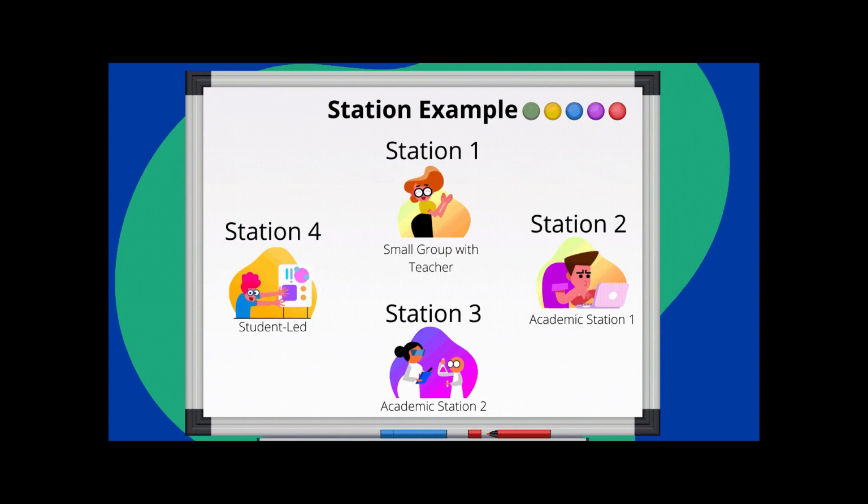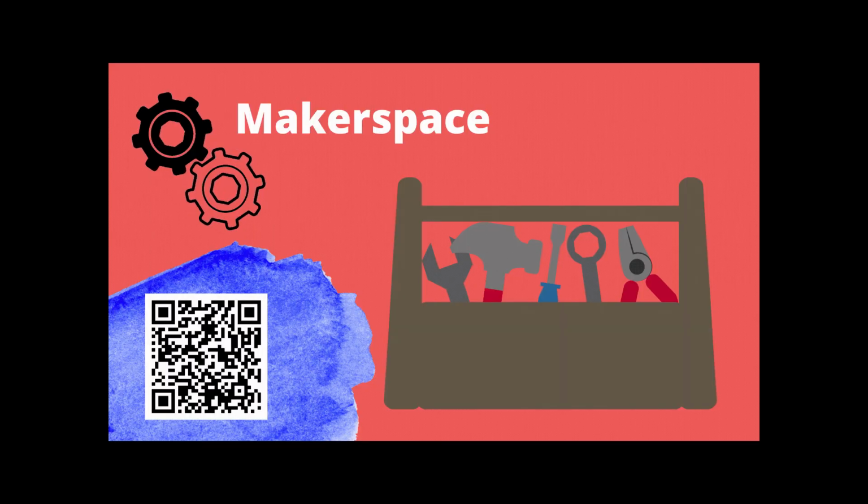This allows for instruction in small groups, provides students time for independent practice or group work, and a student-led station. This student-led station can be anywhere on the spectrum from a choice menu to an independent project, but a clear structure will need to be put in place. One option mentioned was a makerspace. Makerspaces are collaborative workspaces for students to learn, explore, and create using low-tech to high-tech tools.